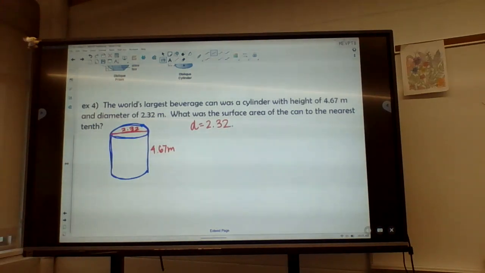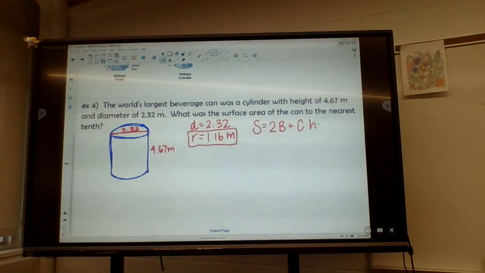Now in our formula, we should be using the radius. So we're going to cut the diameter in half to get that radius. Again, our formula is 2 times the area of the base, plus the circumference times the height. So the base is pi r squared. We have to put that r in, square it, multiply it by pi.